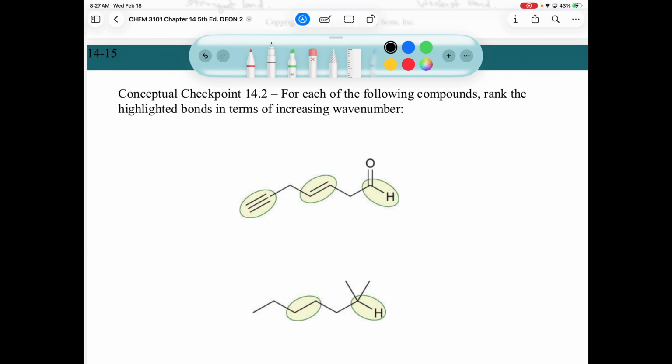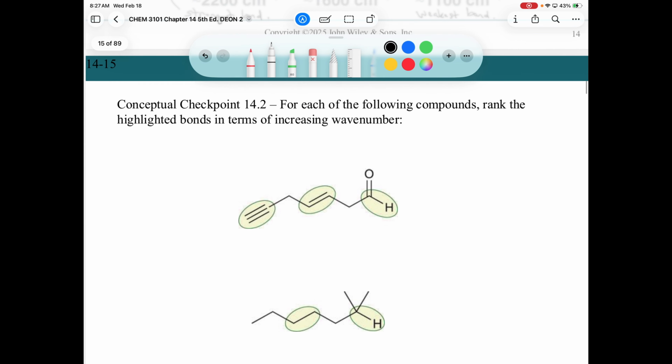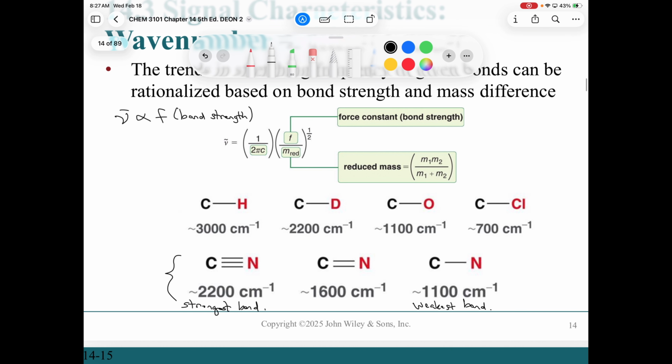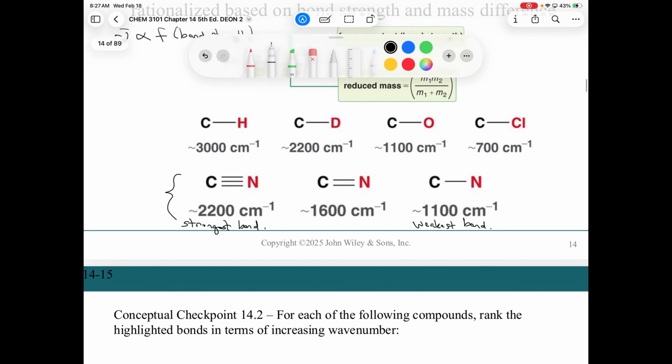It says, for each of the following compounds, rank the highlighted bonds in terms of wave number. Now, if we want to rank these in terms of wave number, okay, we have a carbon-carbon triple bond, a carbon-carbon double bond, and then a carbon-hydrogen bond. So if we look at all of these, a carbon-hydrogen bond is pretty high. It's around 3,000, right?